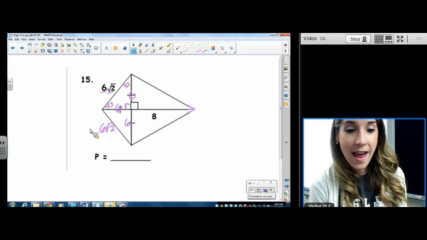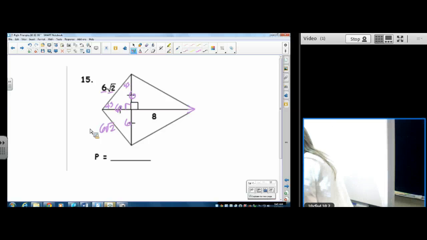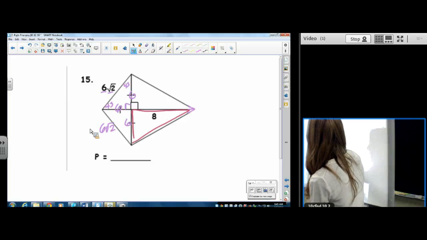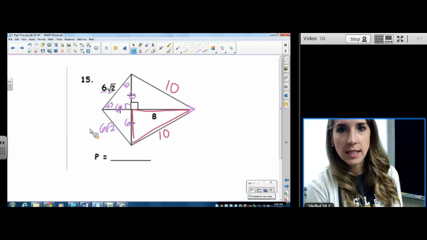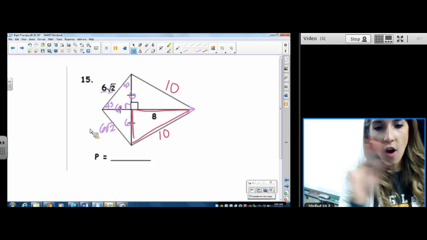Ooh, I spy a Pythagorean triple. Do you spy it? Look at this triangle right here. This is called a Pythagorean triple. 6, 8, 10. Over here, 6, 8, 10. If you didn't know it was a triple, you would need to go to the side and you would need to do Pythagorean theorem. All right, let's add all of our integers.